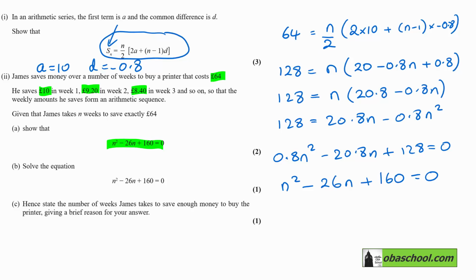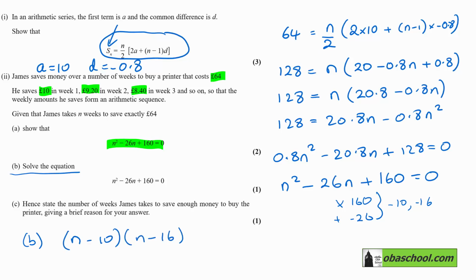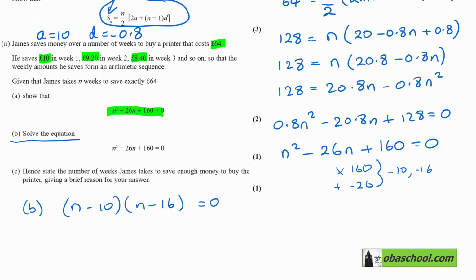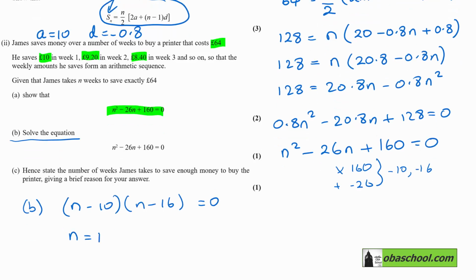Now in part B, we want to solve the equation. If we look for numbers that multiply to 160 and add to give negative 26, we can find negative 10 and negative 16. So we have (n minus 10)(n minus 16) is equal to 0, giving us n is equal to 10 or n is equal to 16.